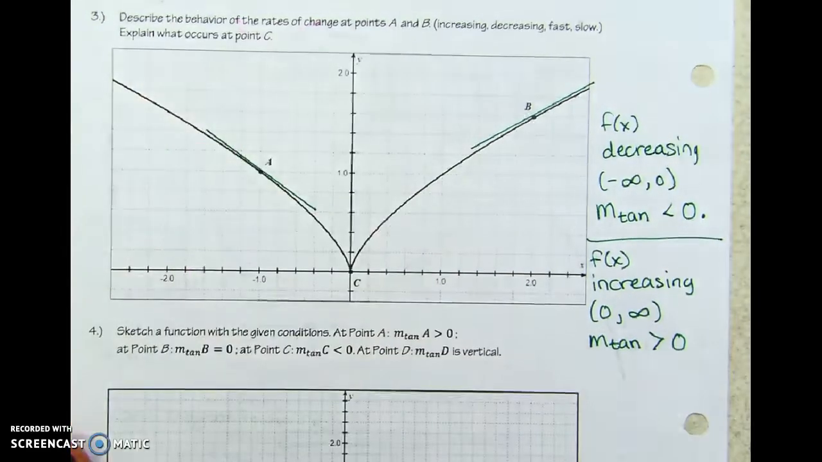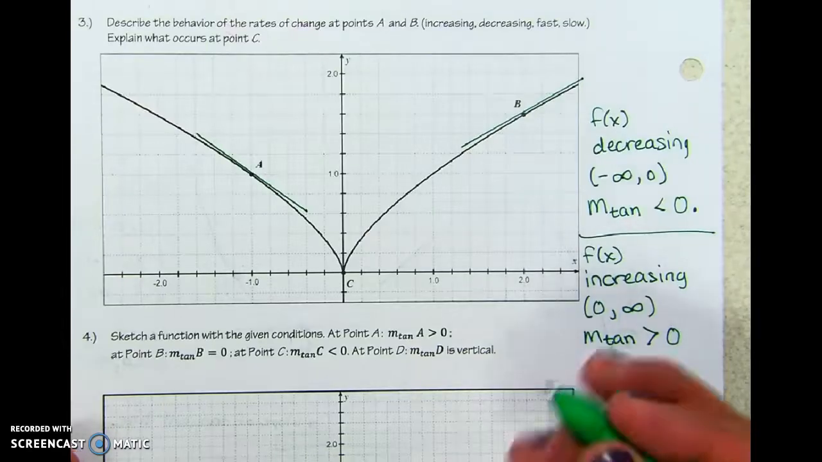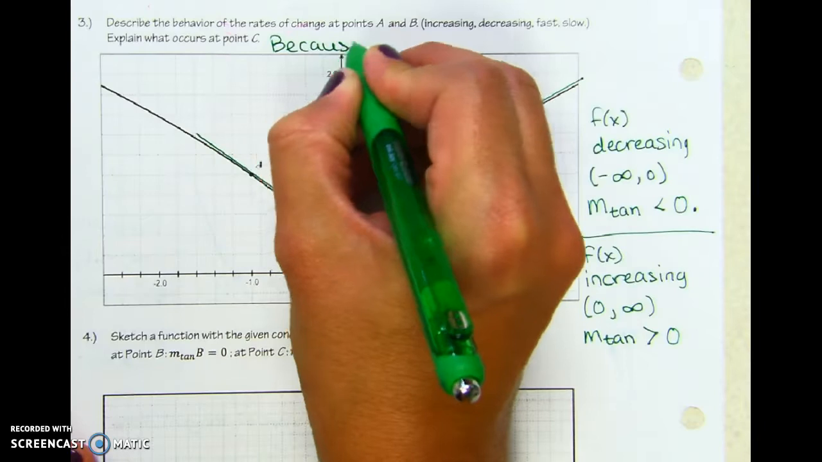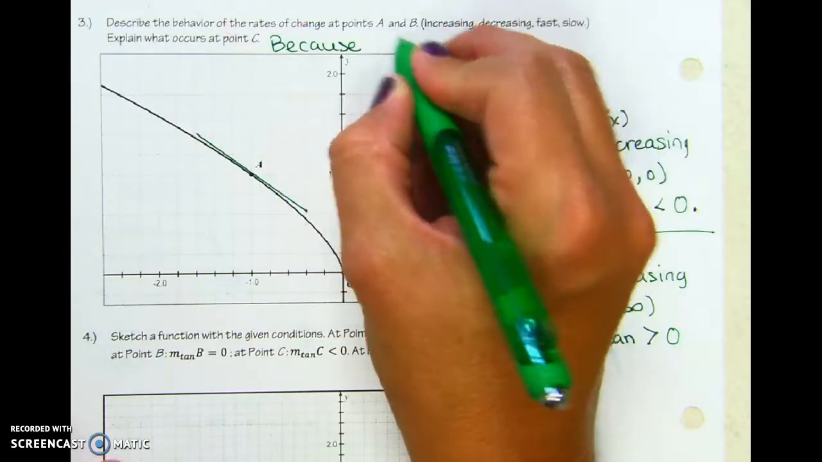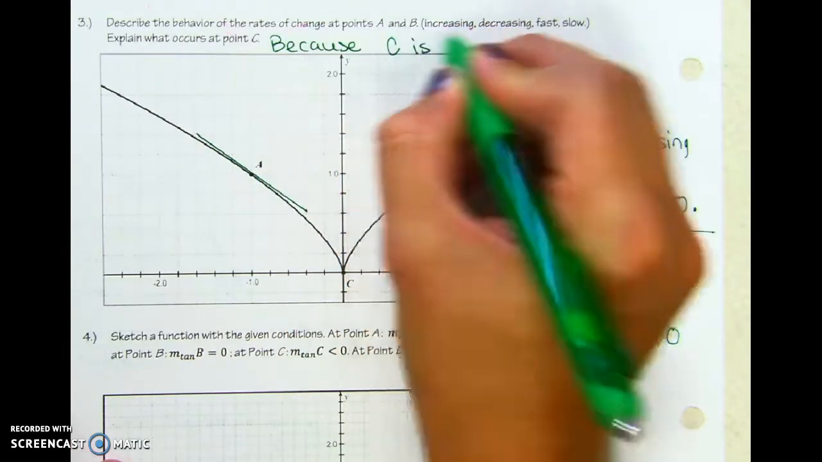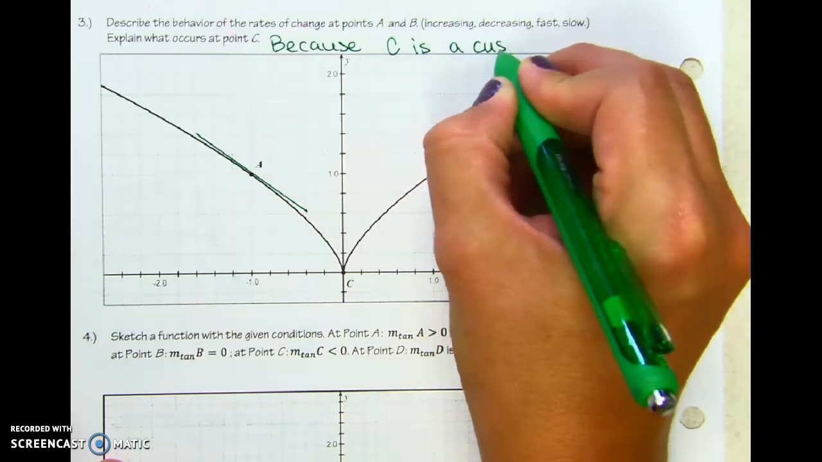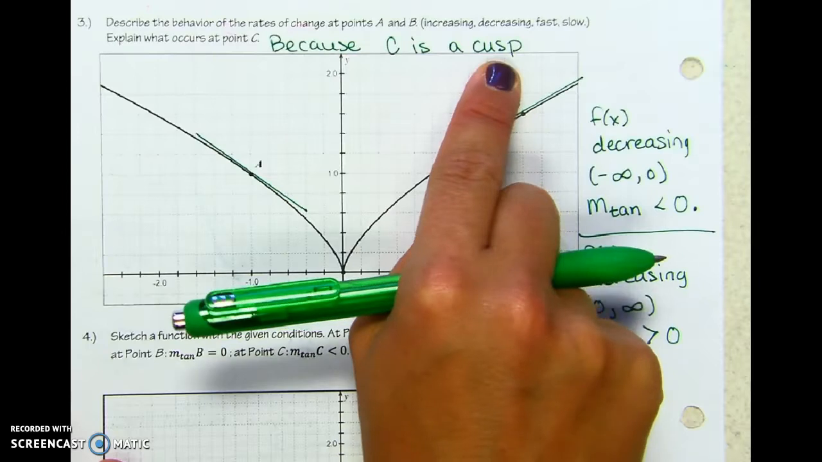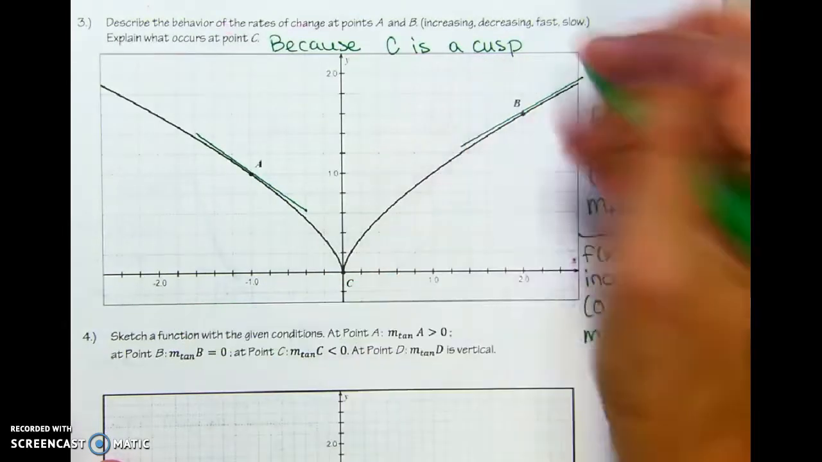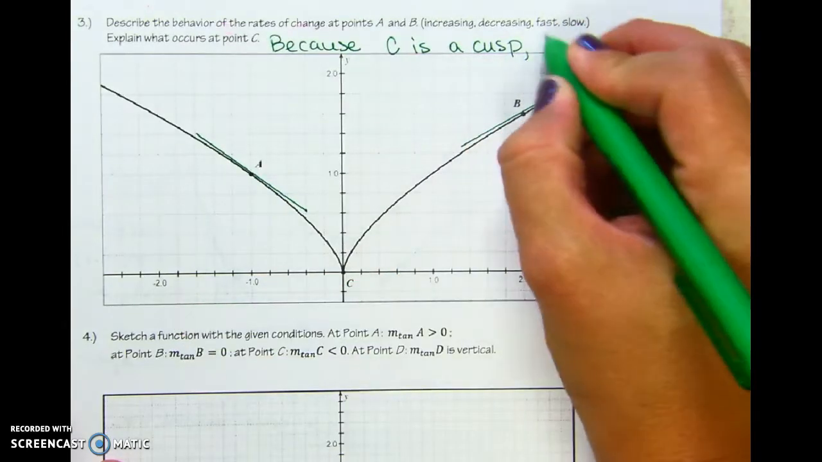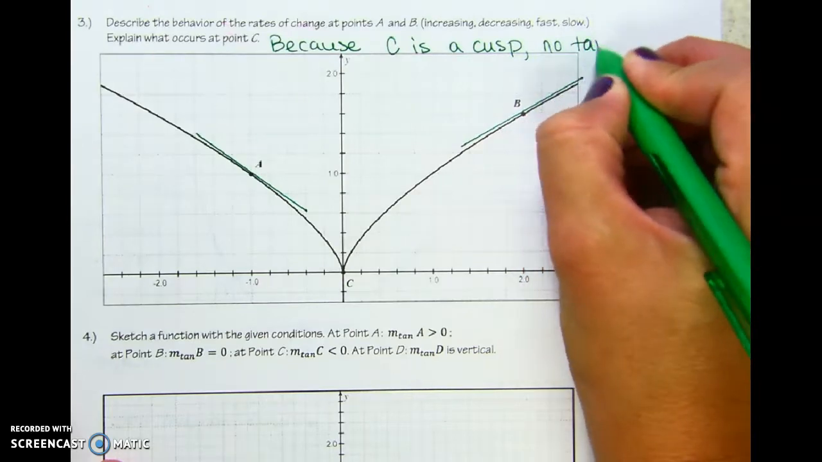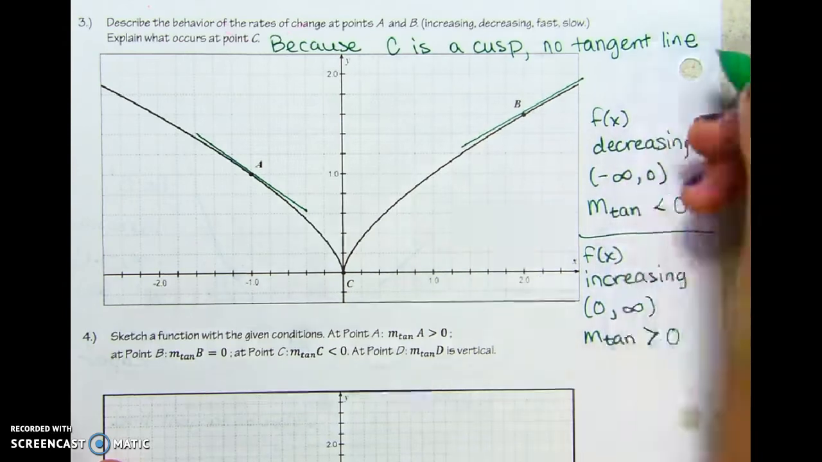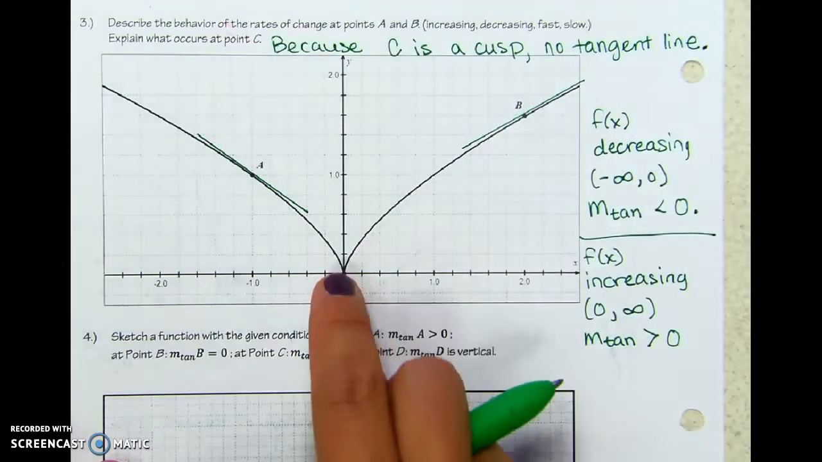Explain what occurs at point C. It's very sad. Let's write here. How do you like starting a sentence with because? We're in math. Because C is a cusp. Have you ever seen that word before? Cusp. No tangent line. What's a cusp? That's a cusp.